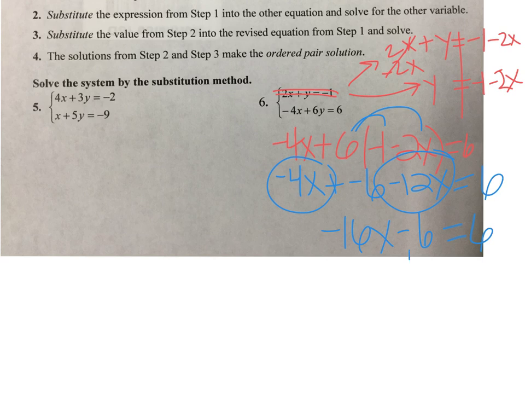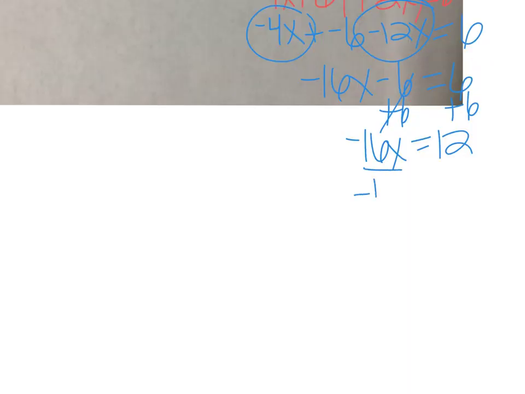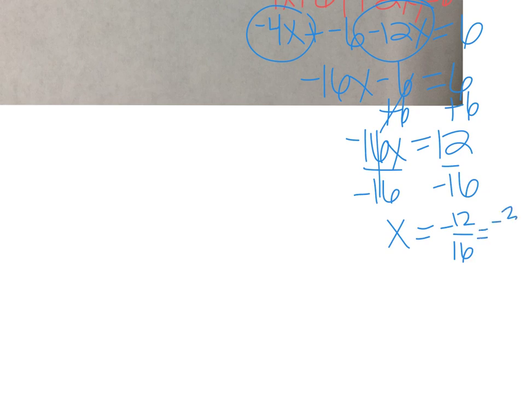So solving for x, I'm going to go ahead and add 6 on both sides. And I'm left with negative 16x equals 12. I'll divide out the negative 16 on both sides. And x equals negative 12 over 16, simplified as, if we take out a common factor of 4, negative 3/4. So that's our x value.